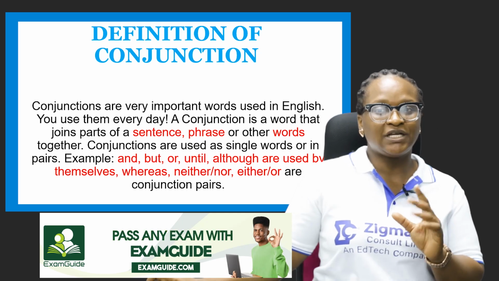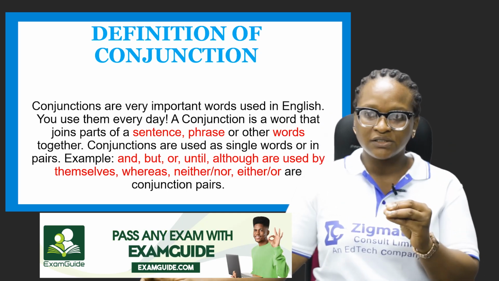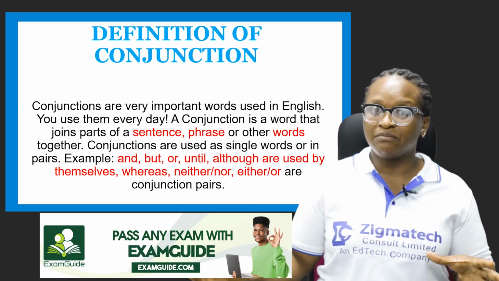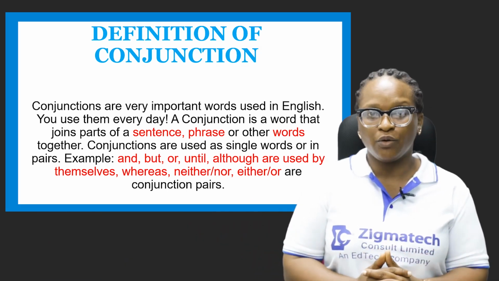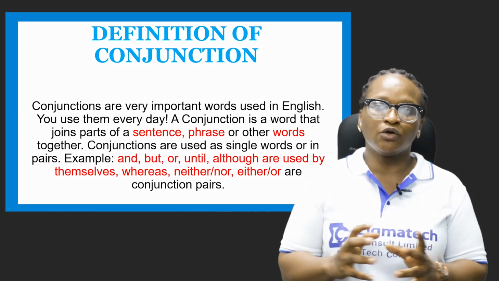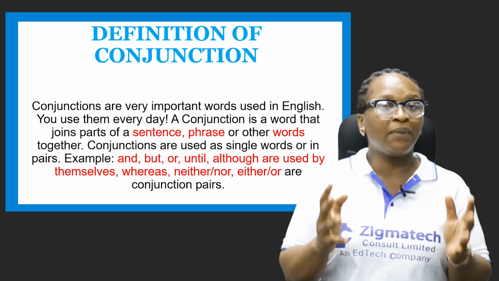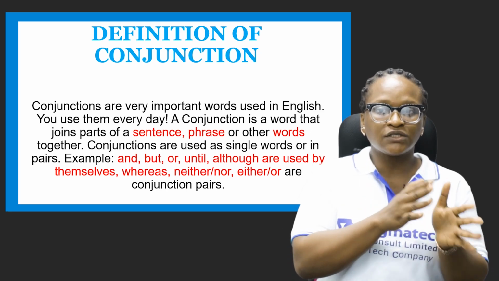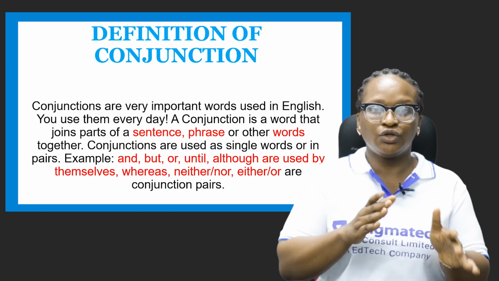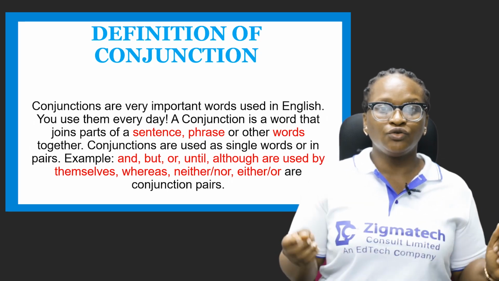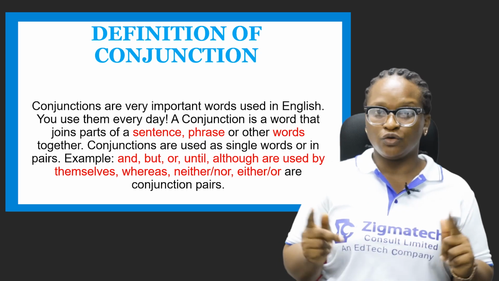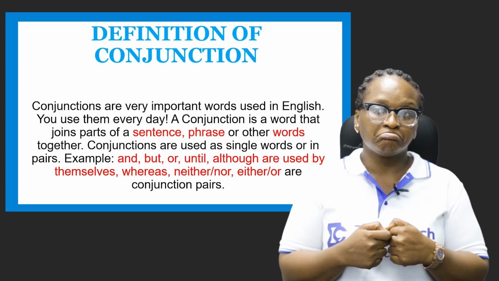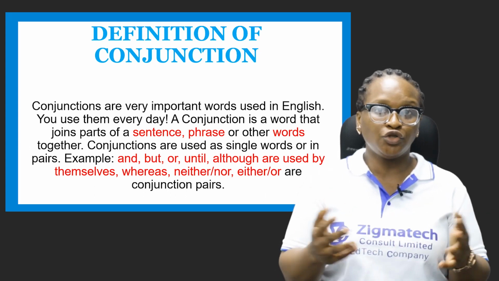So a conjunction is a word that joins parts of a sentence, phrases, or other words together. Conjunctions are basically joining words. Put it that way, they are joining words. Now, conjunctions are used as single words or in pairs. You use conjunctions as single words when you use your and, your so, your for, your fanboys, your nor, your or.